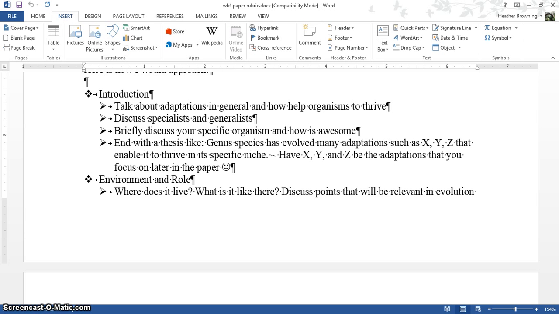So in the introduction, you want to talk about adaptations in general and how they help organisms to thrive. We'll just do that for a little bit. Then discuss specialists and generalists. So kind of like who's a specialist, who's a generalist, why these adaptations might be different, that kind of thing. And then I would go into just briefly discussing your specific organism and how it's awesome.